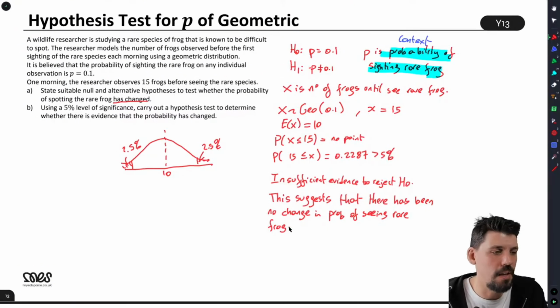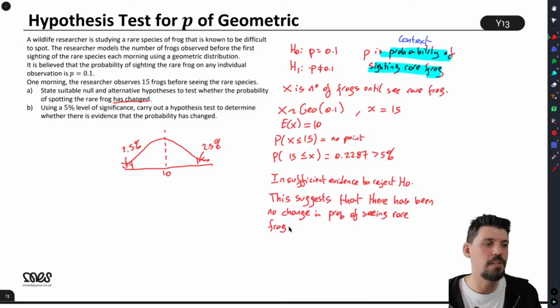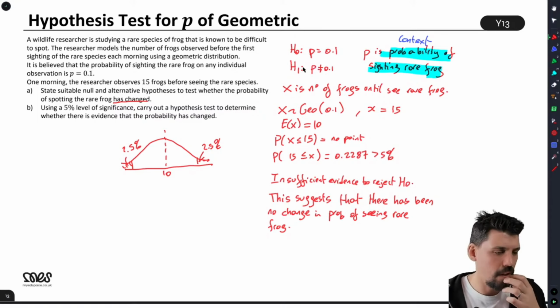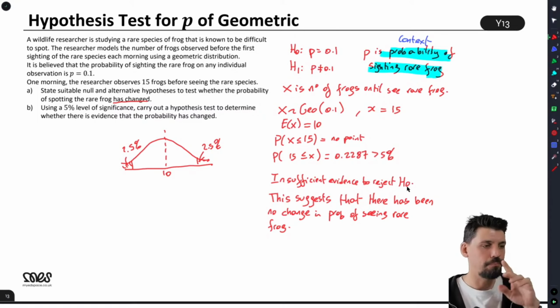So, null hypothesis is H0. That is my status quo. H1 is the alternate hypothesis, which here looks like a minus P. It shouldn't be minus P. Now I'm going to take a second here, at the risk of eating up our time.